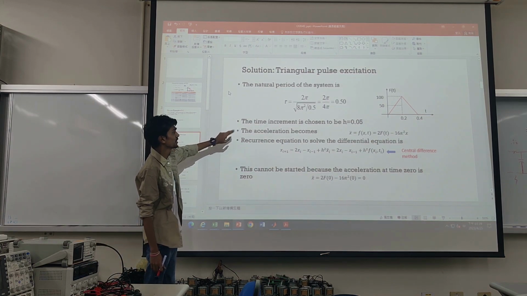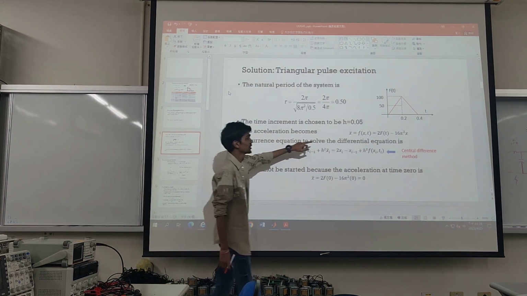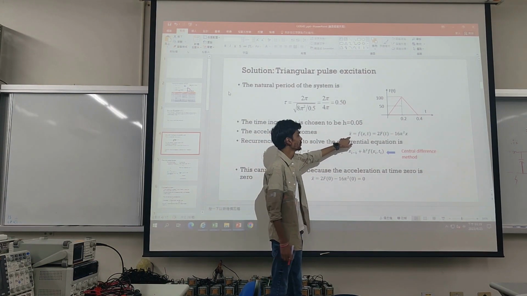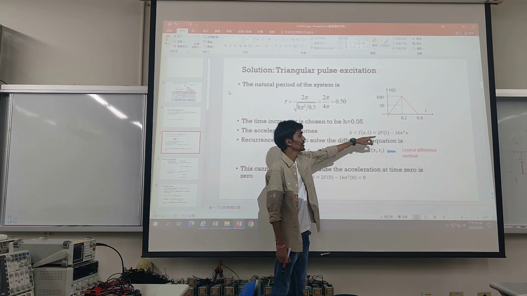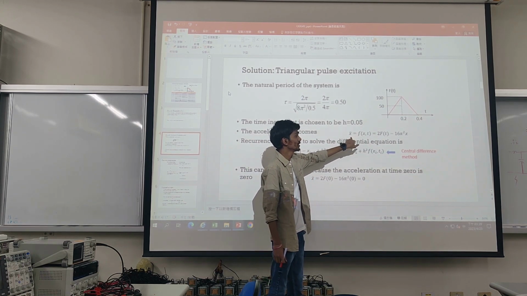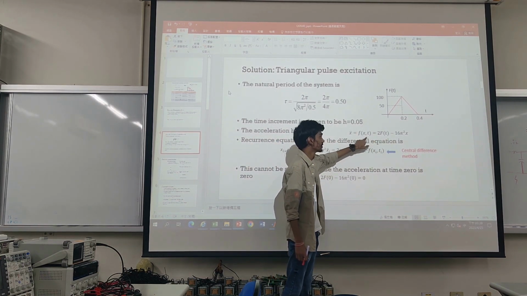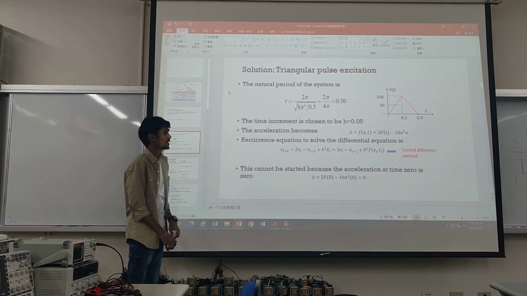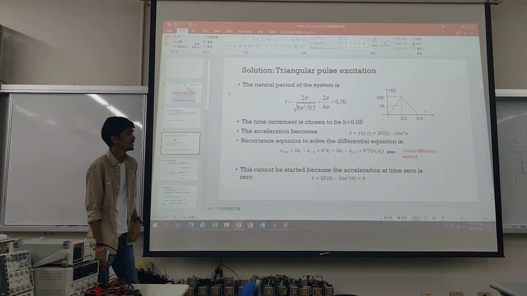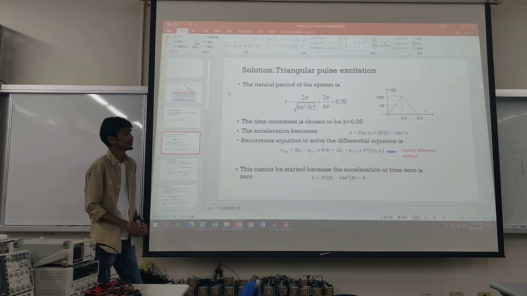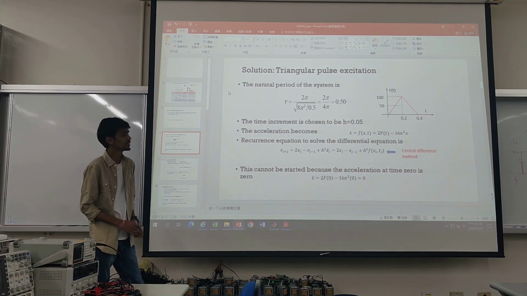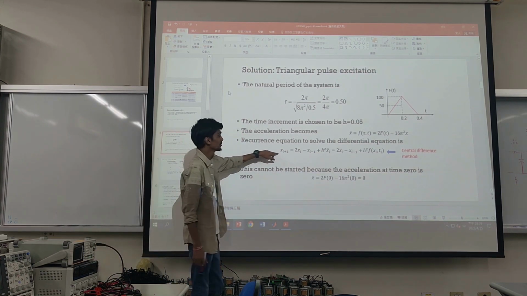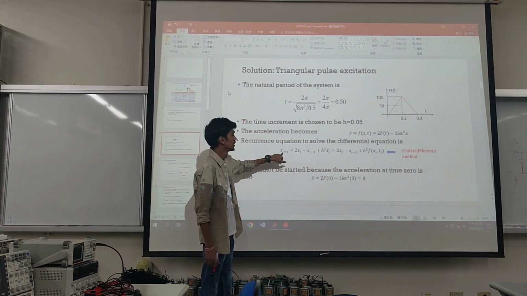first we will rearrange the acceleration term. The acceleration term that we are getting from the ordinary differential equation is x double dot is equal to 2f of t minus 16 pi square x. This is our forcing function, the ordinary differential equation. Then we are going to use the central difference method to solve this differential equation. This is our central difference method formula.